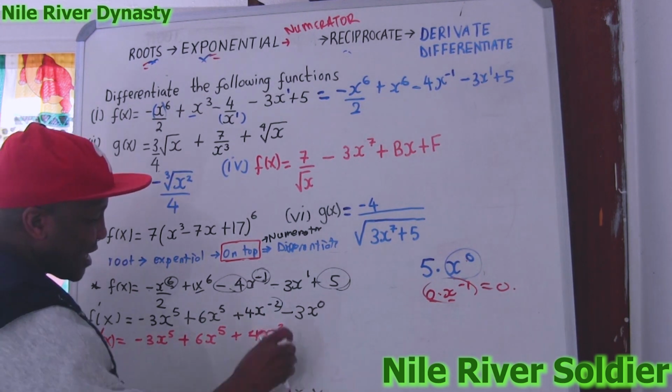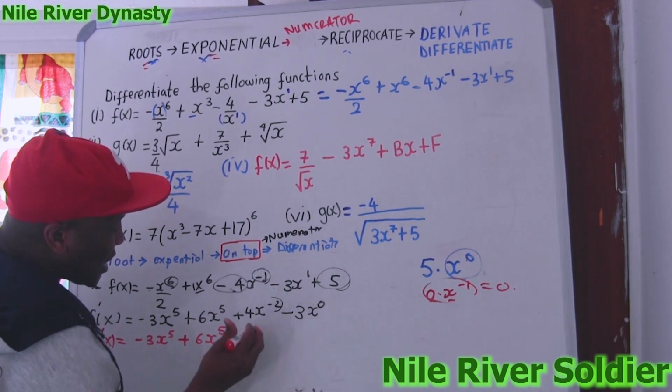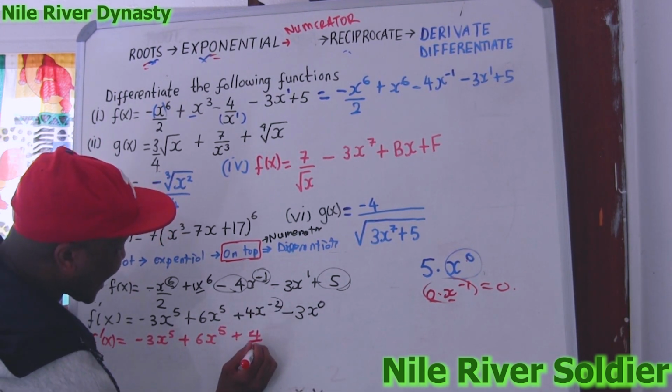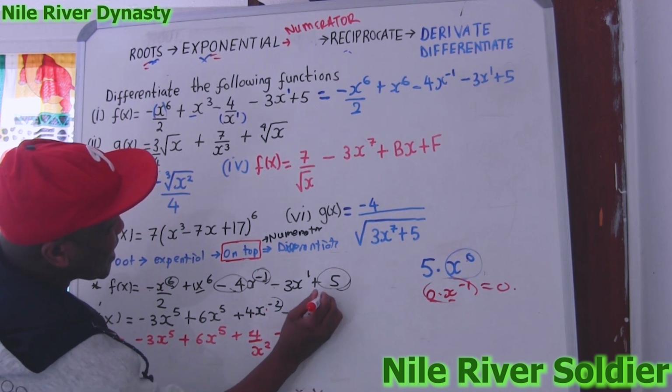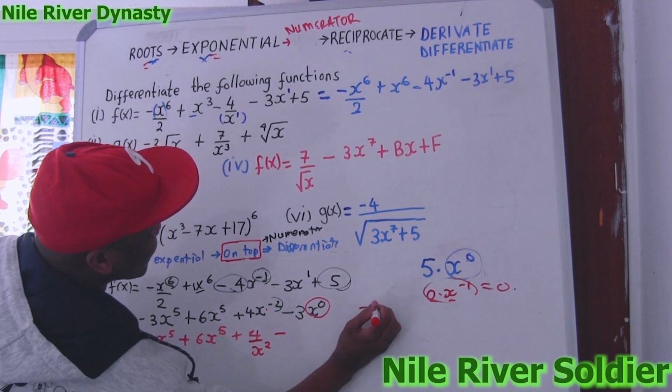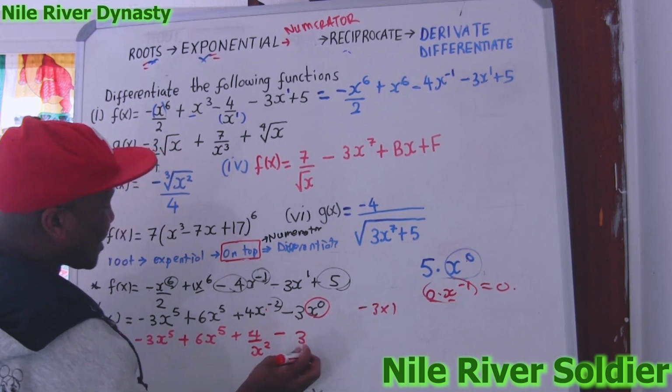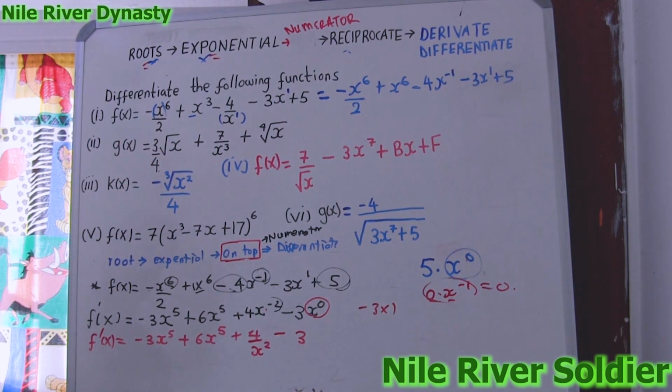My apologies. This is the one that has to be reciprocated. So it's going to go to the denominator because it's going to come to the bottom. It's going to become positive. And then 3, remember, any number plus 0 equals 1. So it's like negative 3 times 1 equals negative 3. So this is our final answer. So the first one is done.